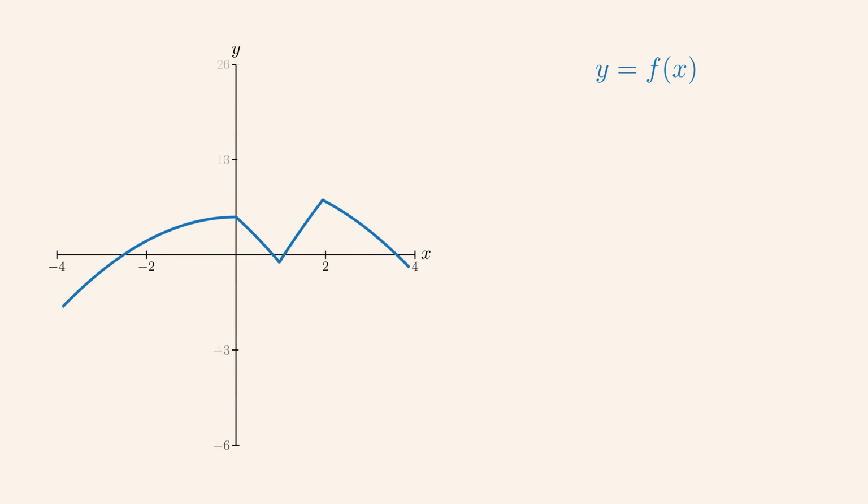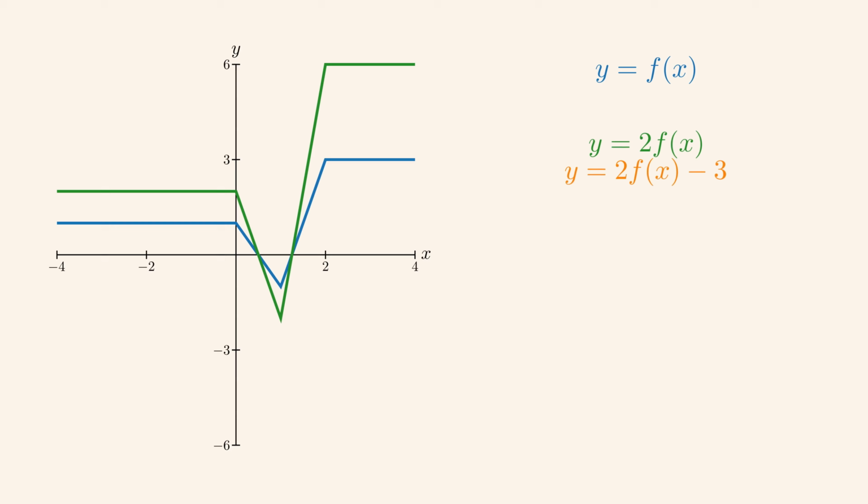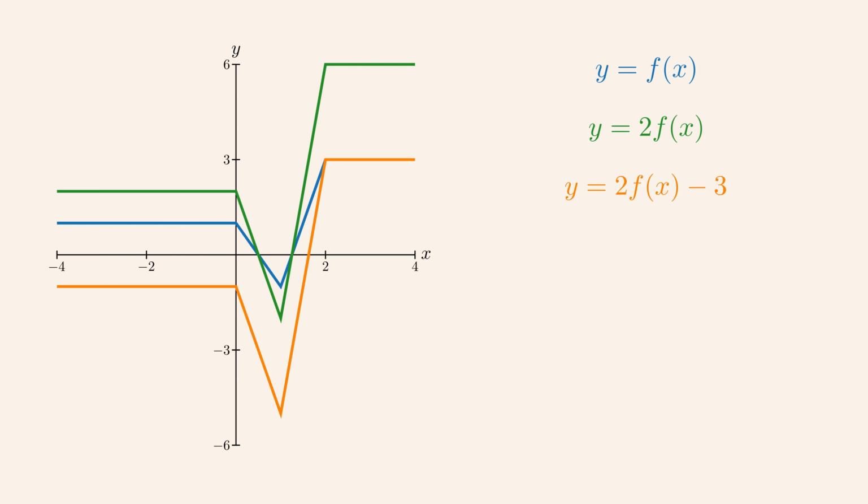That's enough quadratics for now. Let's work with a piecewise function instead. Suppose the transformed function is required to have this equation. This expression combines 2 transformations. First, the green graph represents a vertical stretch by a factor of 2. We then translate it downwards by 3 units to obtain the final orange curve.